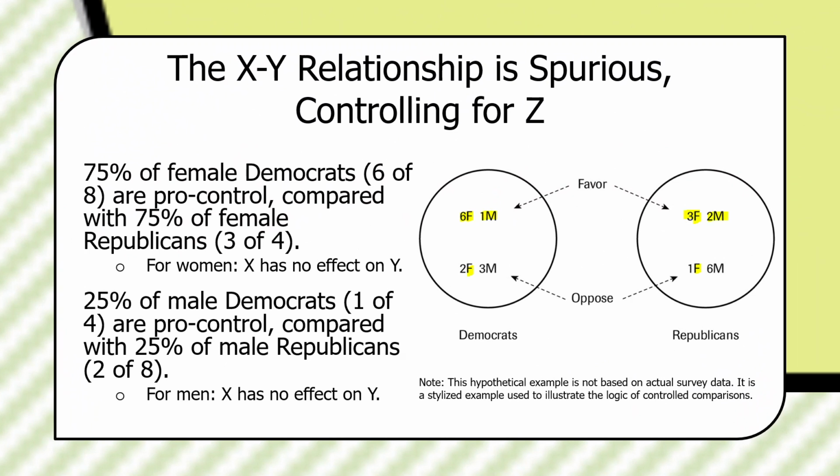So not only is there a large compositional difference, but there's a very strong relationship between Z, gender, and the dependent variable. Now let me say a few more things about the diagram, then a couple of follow-up slides will clarify.